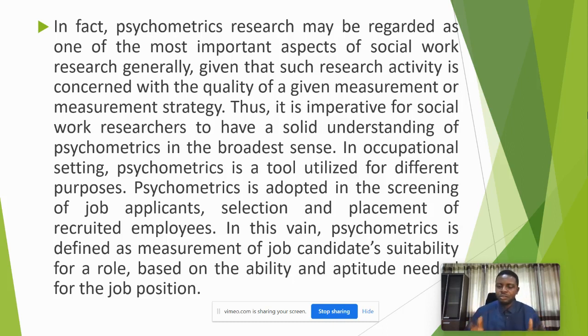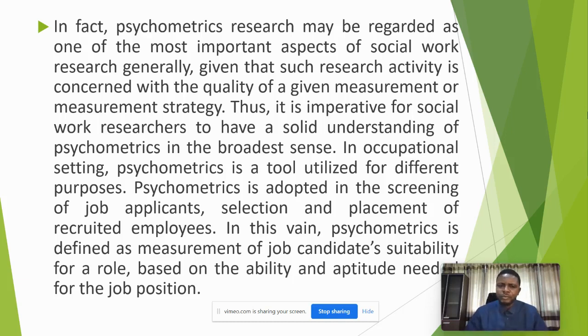Of course, it applies in every aspect of social work, because research activity is concerned with the quality of a given measurement or measurement strategy. The measurement you need to understand, you need to get the kind of people that are supposed to be there, the kind of a particular trait that is needed at a particular point in time. So it is imperative for social work research to have a solid understanding of psychometrics.